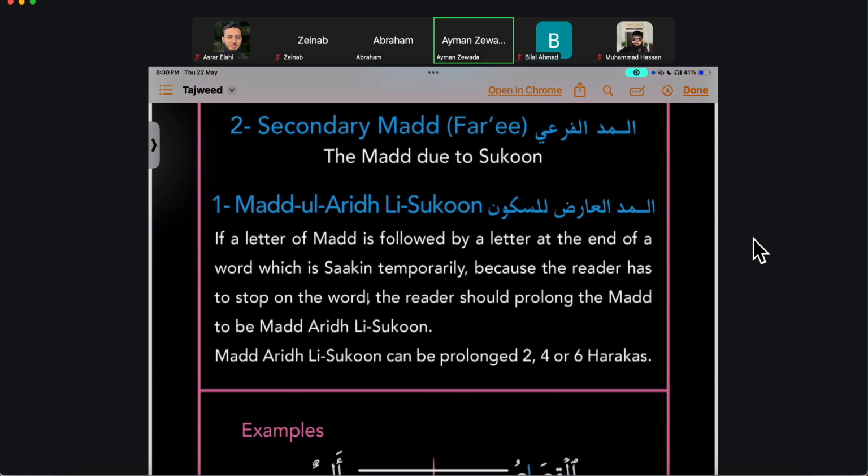Now remember, sukoon can be naturally occurring, or it can be temporary. Meaning if the reader decides to stop to take a breath, the last letter he said technically becomes sakin, but that's only temporary. All right? So this only applies to the sukoon which is temporary. The reader should prolong the mad 'arid lis-sukoon to either 2, 4, or 6 harakas.